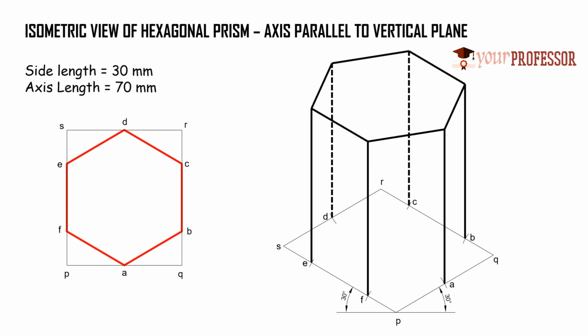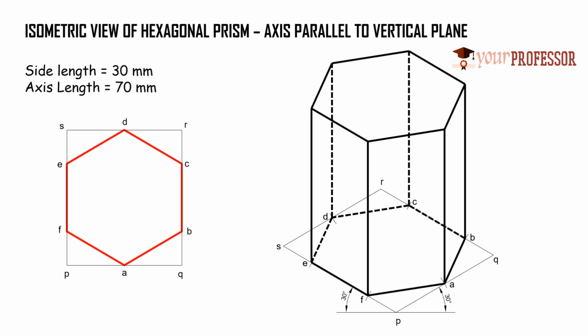So let us see the bottom face also. Let's join AB, BC, CD, DE, EF and FA. So this is the isometric view of a hexagonal prism when the axis is parallel to the vertical plane.